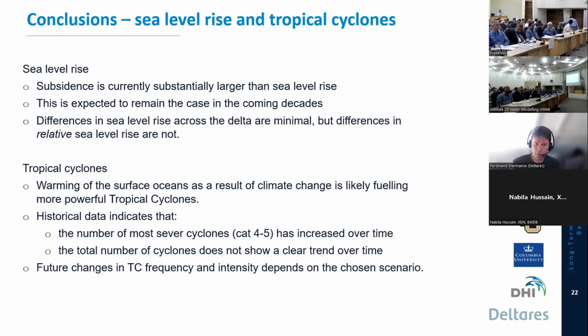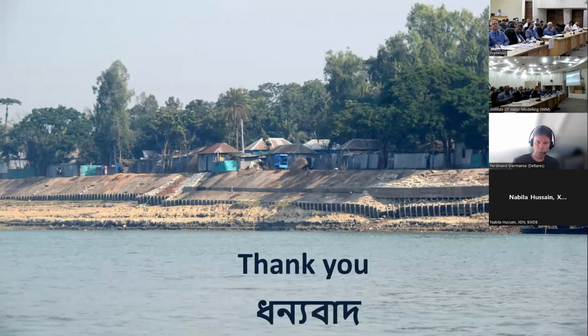And then for tropical cyclones, as mentioned before, it's likely that the warming of the oceans will increase the intensity, so more powerful tropical cyclones can be expected. When you look at historical data, the most severe cyclones have increased in intensity, but the total number does not really show a very clear trend, a slight decrease even. And for future changes in frequency and intensity, we have projections, but again, those vary substantially. And that was my presentation.